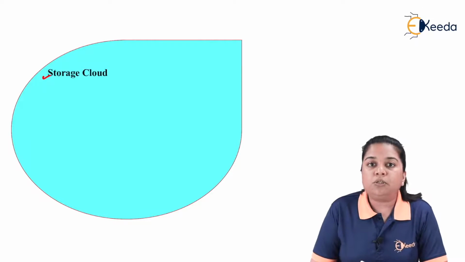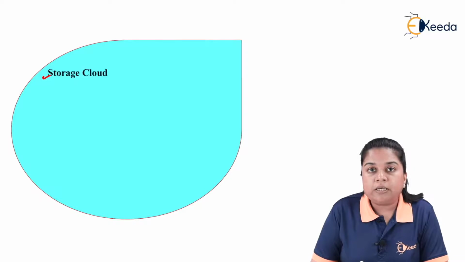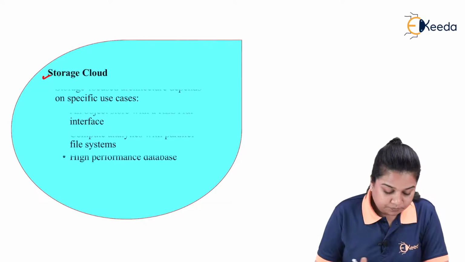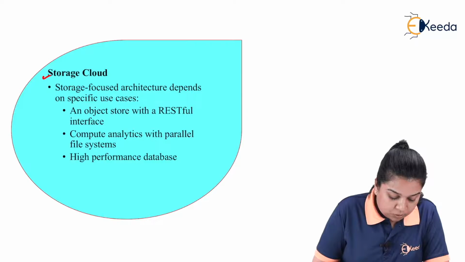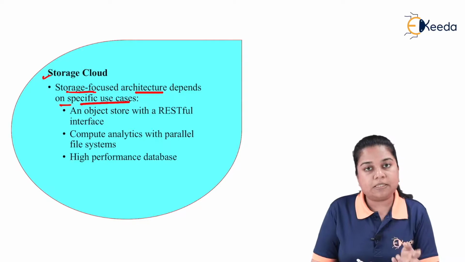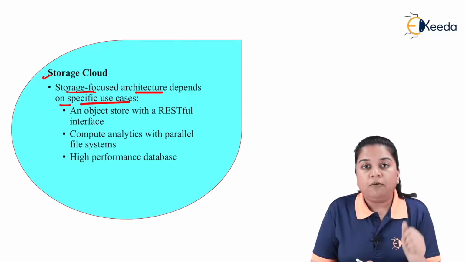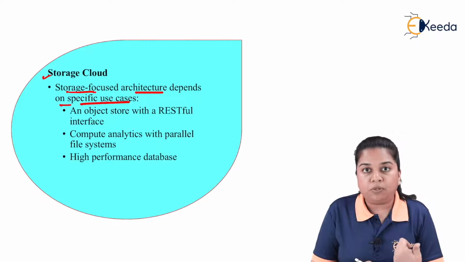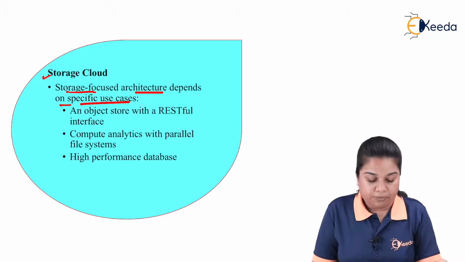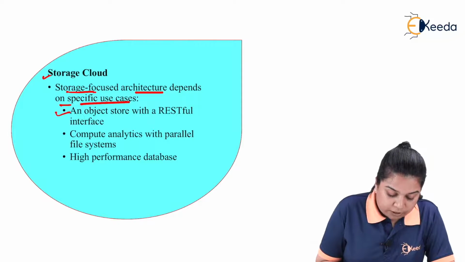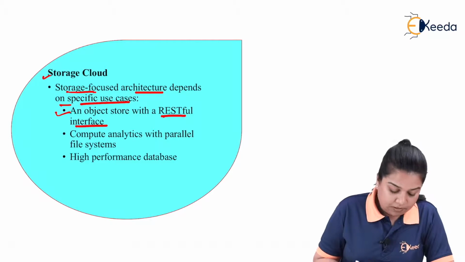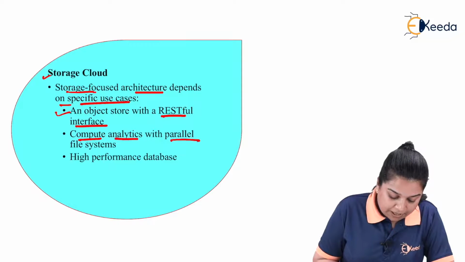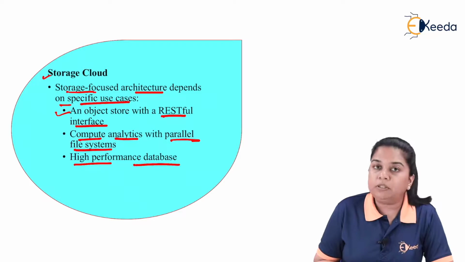Then comes the storage cloud in this scenario. Storage focused architecture depends on specific use cases. This is another one which we are learning. We have seen the general compute cloud. Now this is the storage cloud. An object is stored with a RESTful interface, compute analytics with a parallel file system, and high performance databases.